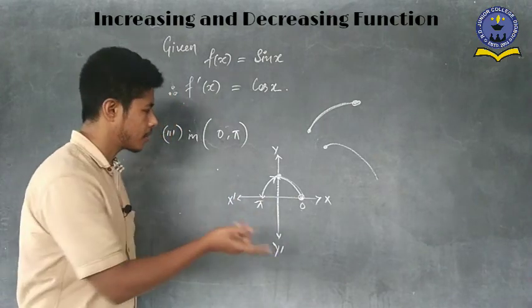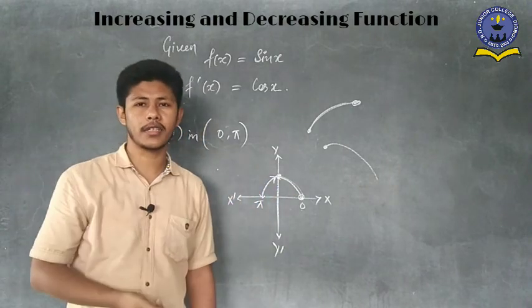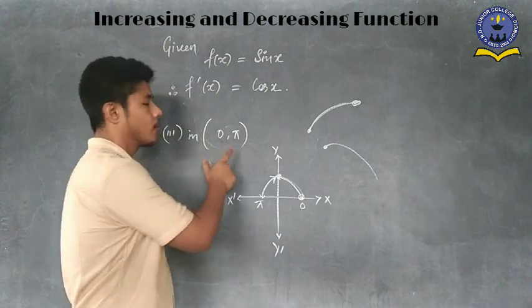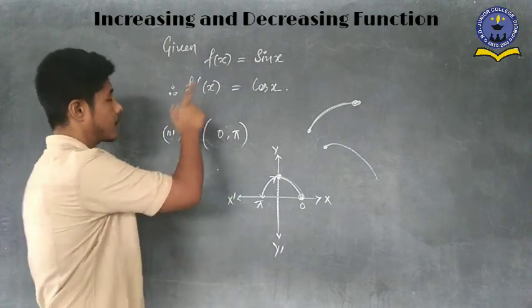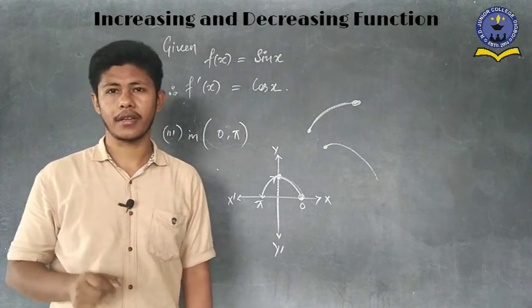Isn't it? So the same condition here we get, in this case increasing as well as decreasing, both conditions are there. So that's why from these two what we can say, in the interval 0 to pi the function f(x) equal to sin x is what? Neither increasing nor decreasing. Is it clear?